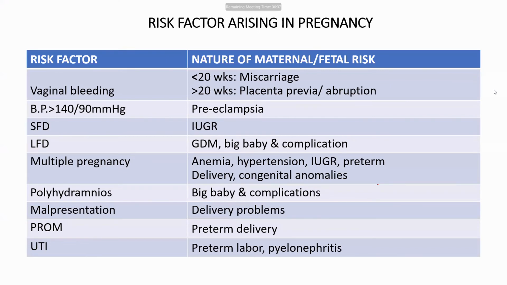Polyhydramnios has tendency of big baby, sometimes linked with some anomaly as well as complications. Sudden rupture of membrane can lead to abruptio. So that's why polyhydramnios is also considered high risk. Malpresentation, obviously, there could be obstructed labor, delivery problem. Pre-labor rupture of membrane can lead to preterm delivery. So it is pre-labor rupture of membrane.